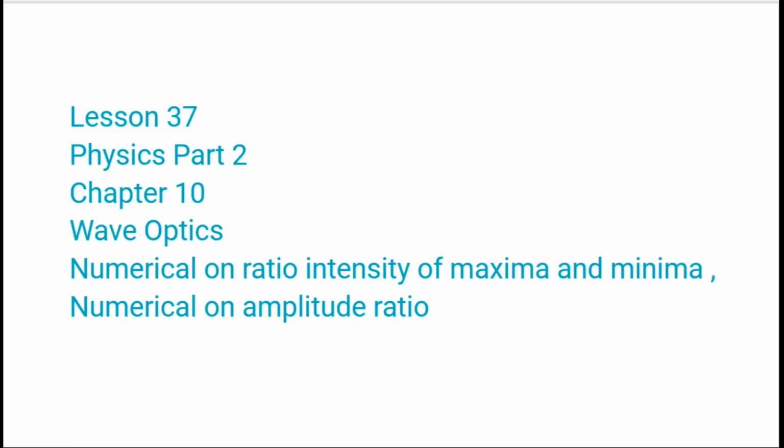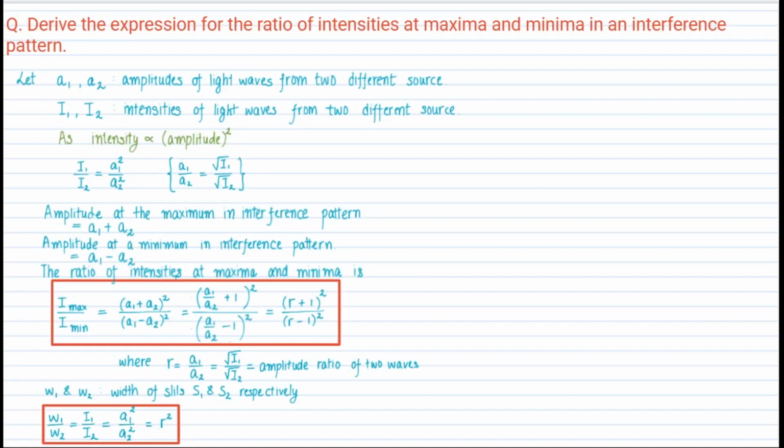In this lesson, we'll solve a numerical on the ratio of the intensity of maxima upon minima, and we'll solve a numerical on the amplitude ratio. Now before we start our numerical, let us revise what we have discussed in our previous class. In our previous class, we have derived the ratio of the intensity.